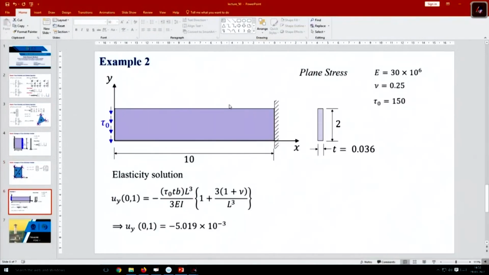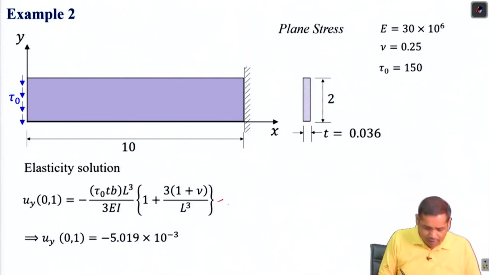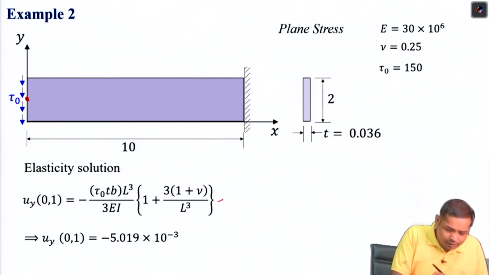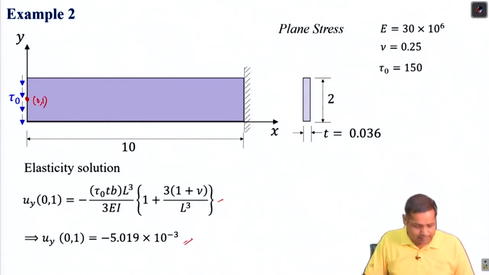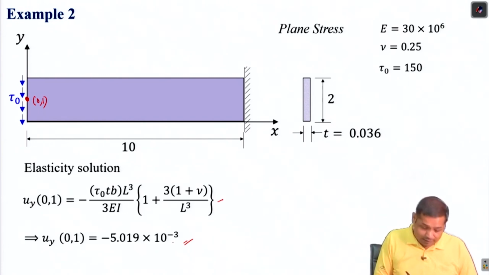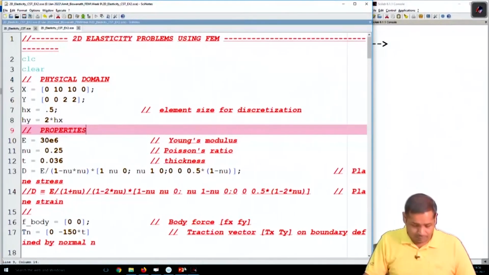This is another example. This is the elasticity solution. Okay, the solution is at this point. If we take a point like this, which is 0 and 1, the displacement will be something like this. Okay. So we will see where our finite element solution stands vis-a-vis this elasticity solution. Okay. So let us take this example.